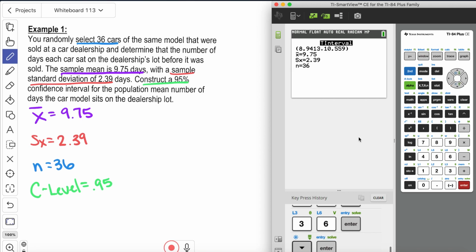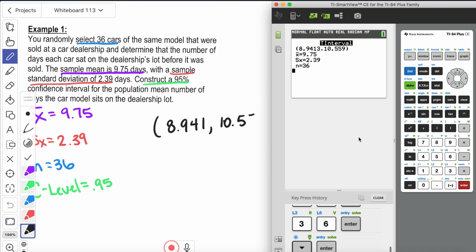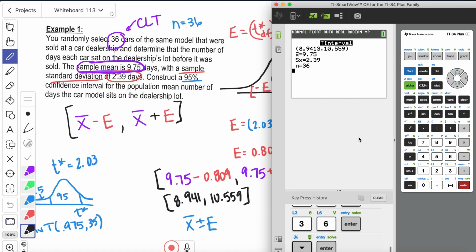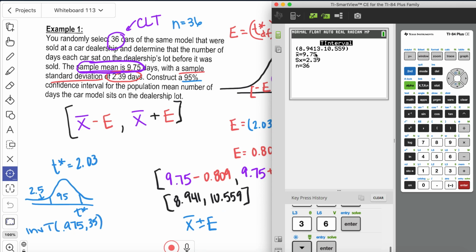And when you go to calculate, it spits out the interval to be 8.941 to 10.559. In our previous example, we got this interval here, 8.941 to 10.559 by hand. And if you look over here now, we're getting the exact same thing, except the calculator did all of the work, and this is a much quicker process.